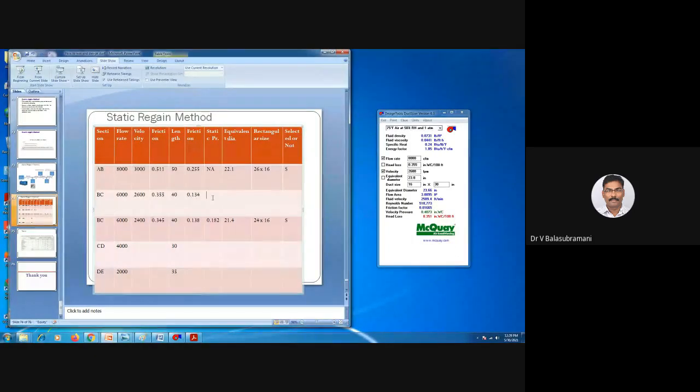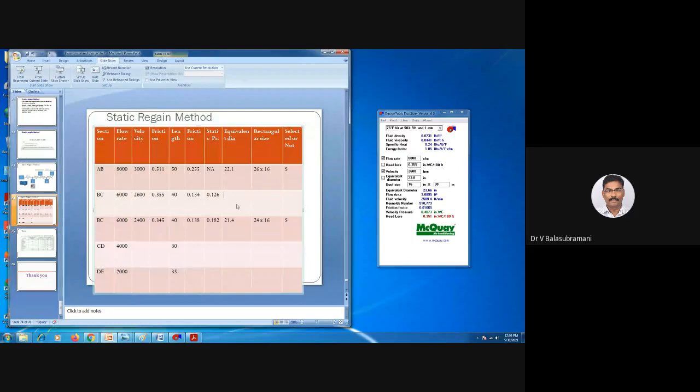Then static pressure. What is the static pressure? I think it should be calculated using the equation. If you have the value, you may calculate. Otherwise, I have calculated 0.126. I take R as 0.9, V1 is 3000, V2 is 2600. So static pressure is equal to 0.16. Now this value should be greater than this value. You please note down, this value should be greater than this value. But here, this value is lesser.